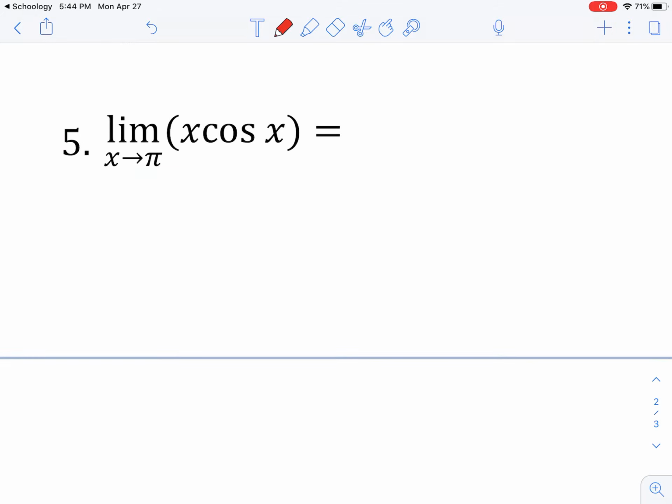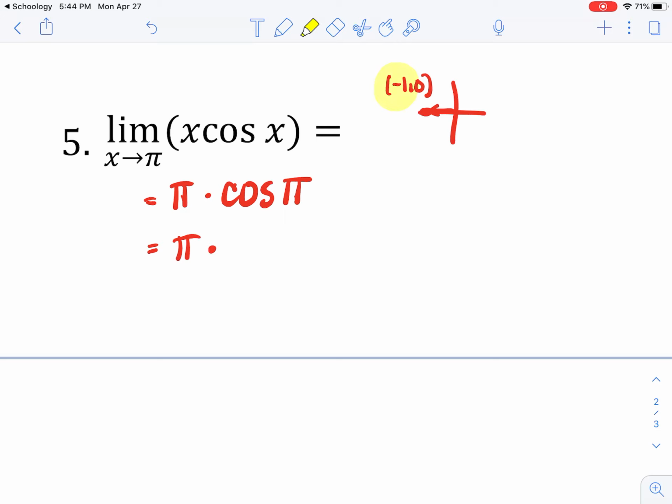This one here, we're going to plug in pi. So we get pi times cosine of pi. So we have pi times, and now I need the cosine of pi. So think about where pi is on the unit circle. It's right here. Okay. What's that ordered pair? Which one is cosine? So we have pi times negative 1, which is negative pi.